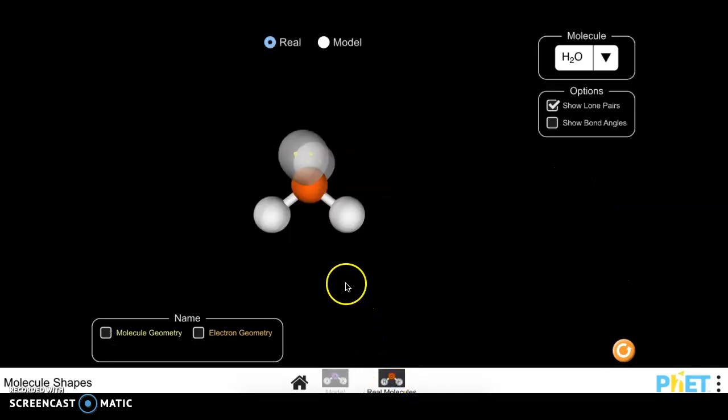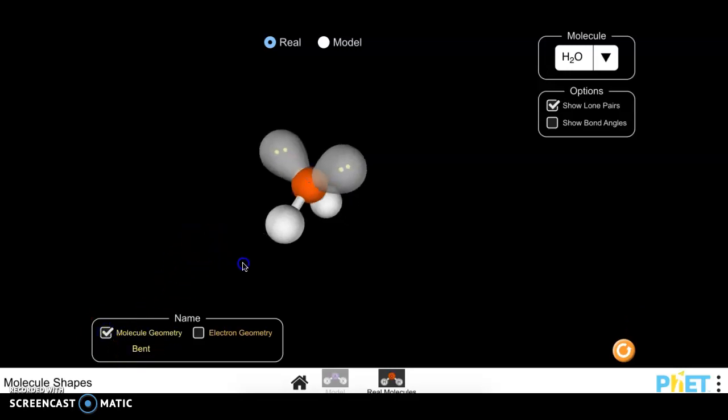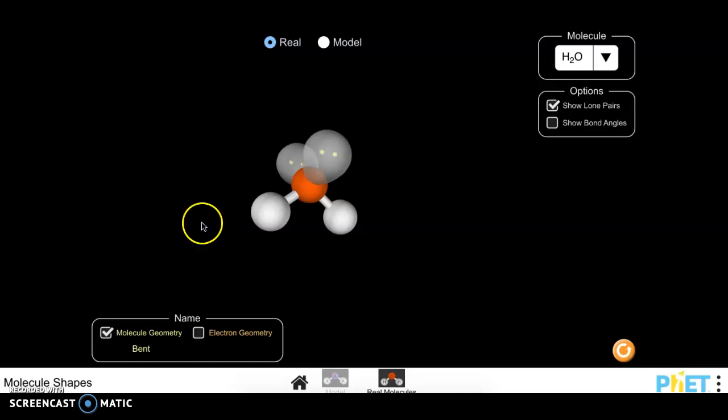When I click real molecules here, it then wants you to select water as the first one. And what's the geometry name? It's bent. How many domains does it have around it? A domain is a lone pair or a bonded pair. So water has 4 domains around the central atom. And then we want to show the bond angle. And the bond angle here is 104.5 degrees. So this is the real molecule.